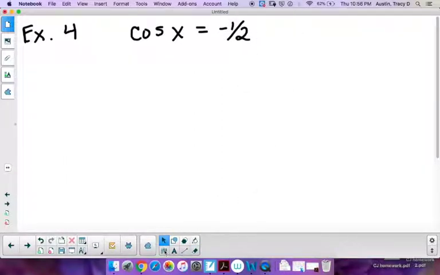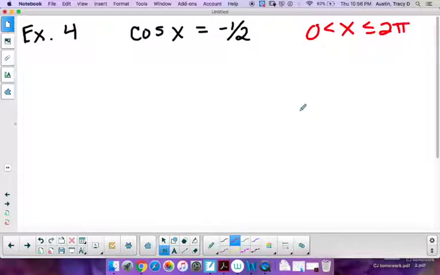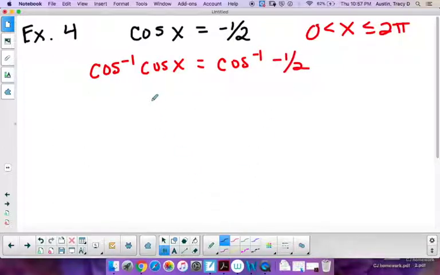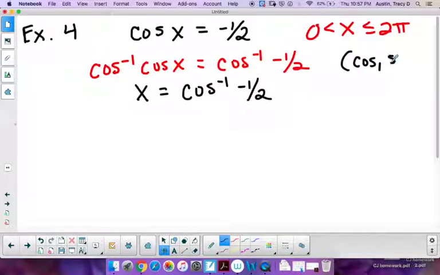This time we're going to ask for this in radians. Same thing. We're going to take the inverse on both sides. And again, it's asking the same question. Where on the unit circle does cosine have a value of -1/2? As a reminder for yourself and for me, your cosine is your x value. So where does cosine have a value of -1/2?